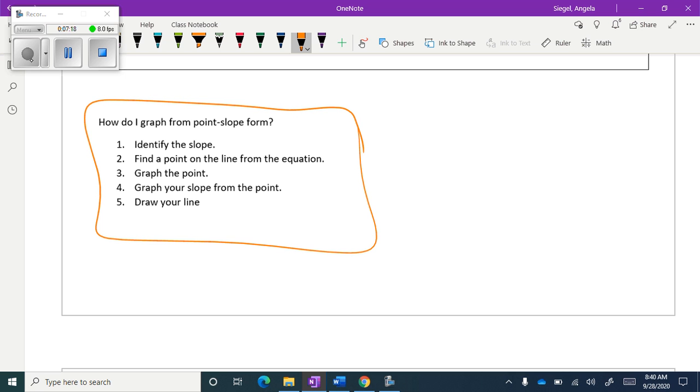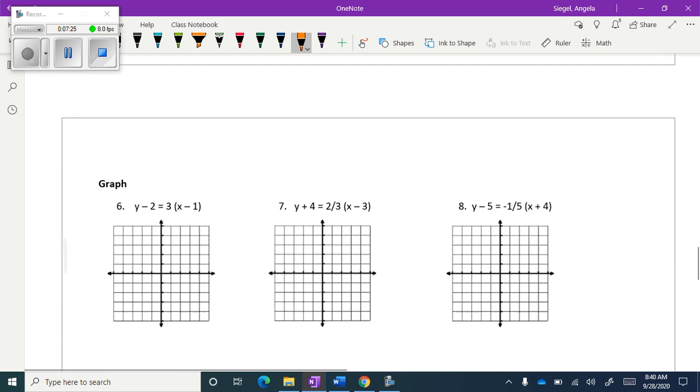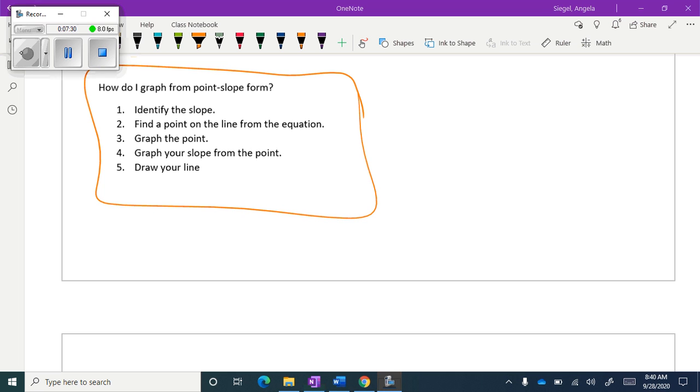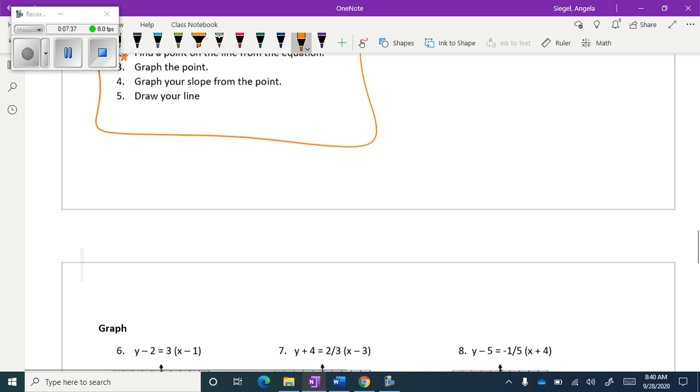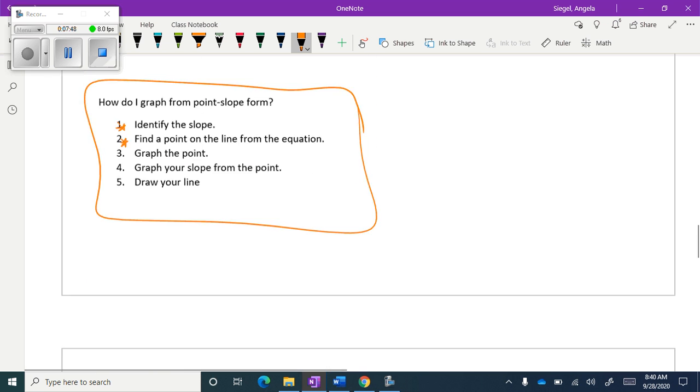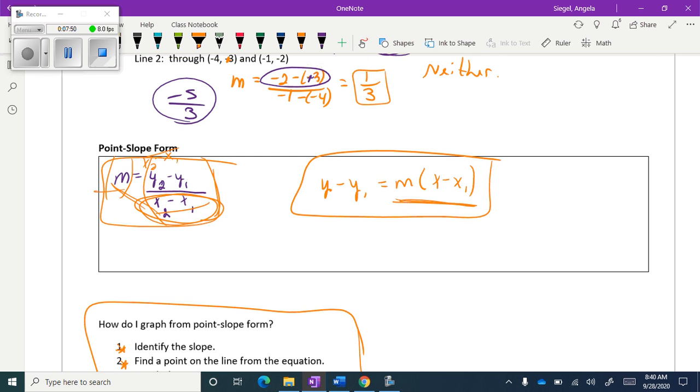So I wrote out the steps how to graph in point slope form because it's just a little different. And so we're going to go ahead and graph these down here using this process. Okay, so on this first one, let's do two things at once. We're going to identify the slope and then find a point on the line from the equation. Okay, so where to look for the slope? We kind of already talked about it. That's this right there.